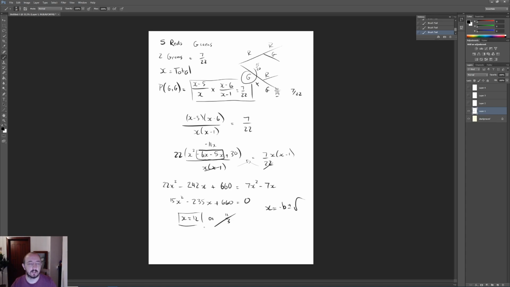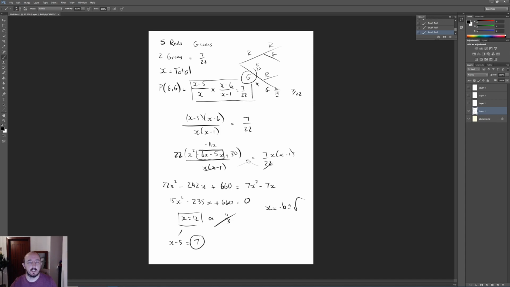That's the total number of things in the bag, and if it wants us to find the greens, then we would just take away 5. x take away 5 is the greens. So 12 take away 5, that's 7 green counters.